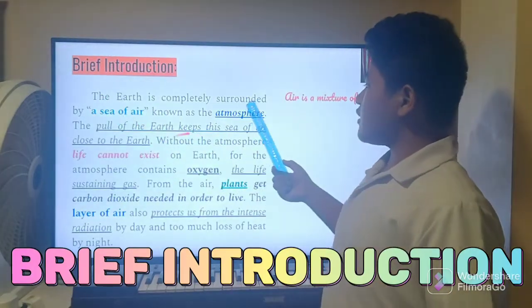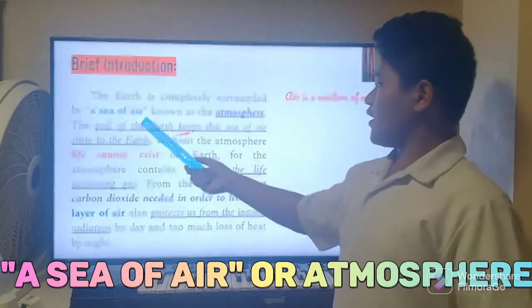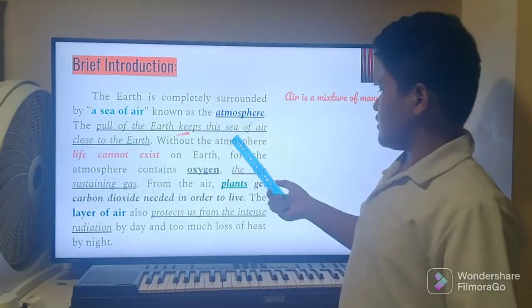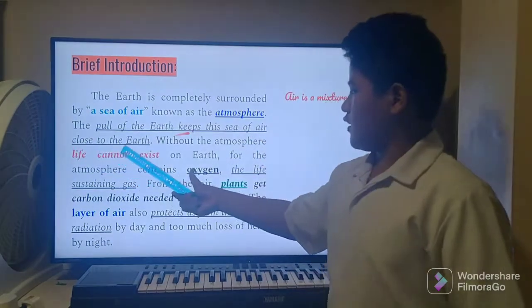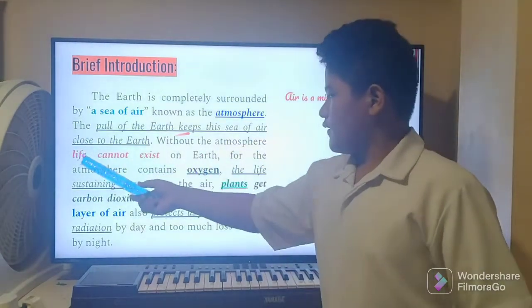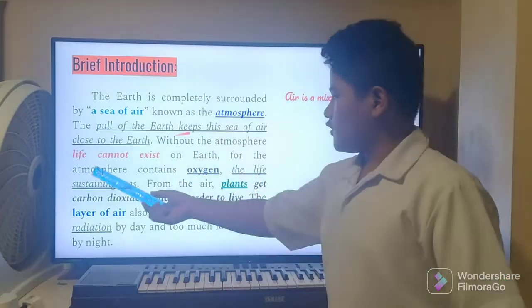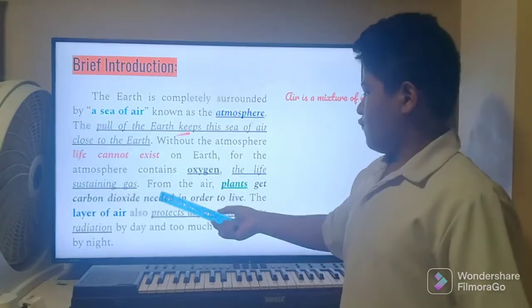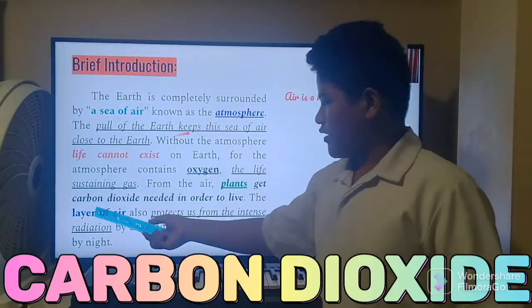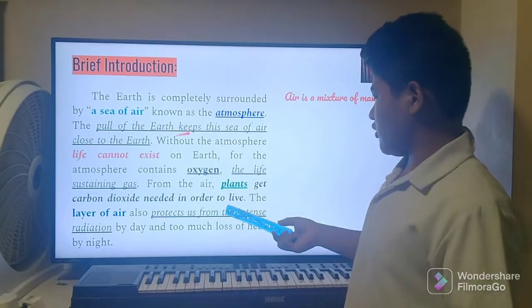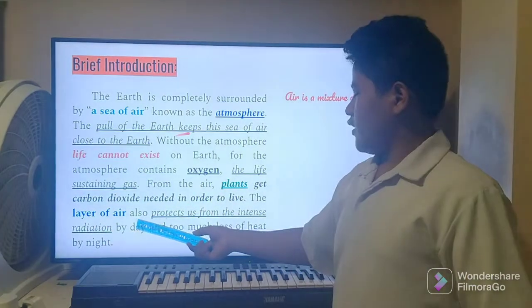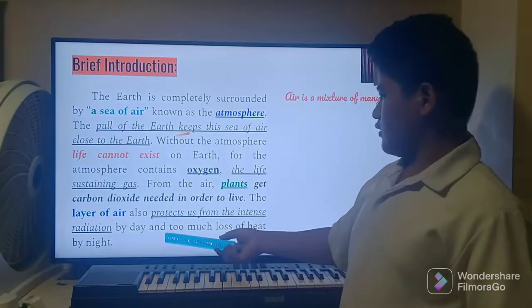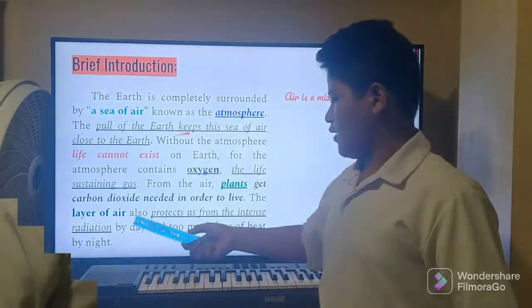The Earth is completely surrounded by a sea of air known as the atmosphere. The pull of Earth keeps this sea of air close to the Earth. Without the atmosphere, life cannot exist on Earth, for the atmosphere contains oxygen, the life-sustaining gas. From the air, plants get carbon dioxide needed in order to live. The layer of air also protects us from the intense radiation by day and too much loss of heat by night.